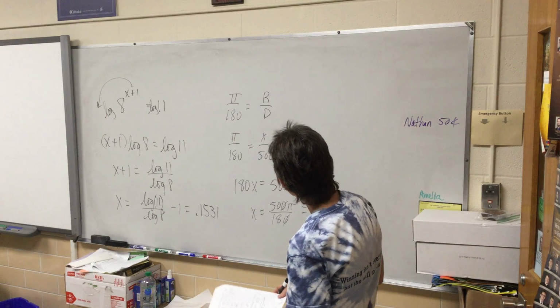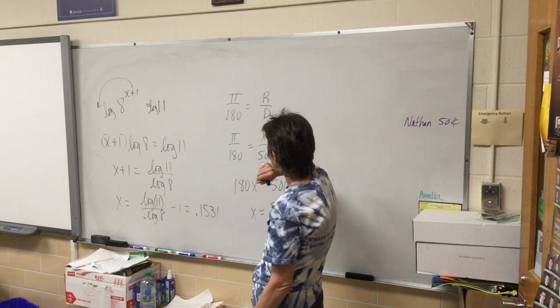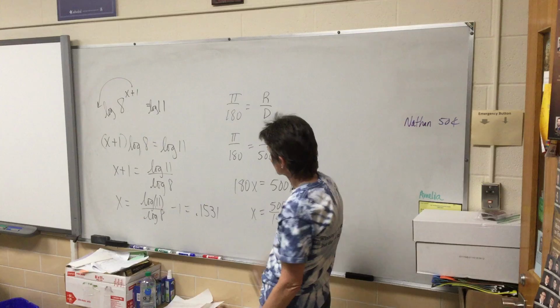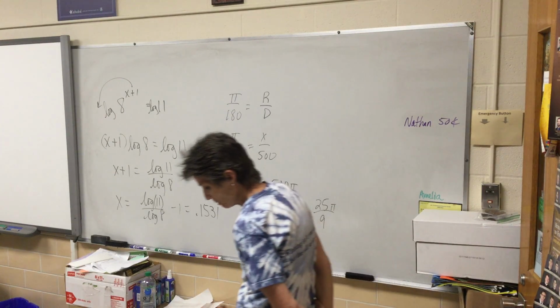That's all there is to that. You just got to remember there are pi radians and 180 degrees. So there are x radians and 500 degrees. Set up a proportion and cross multiply.